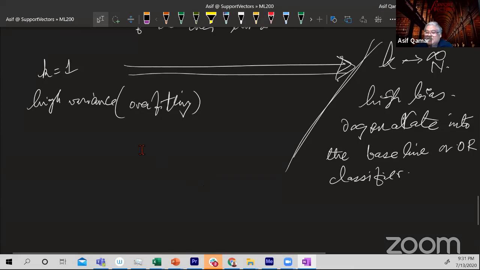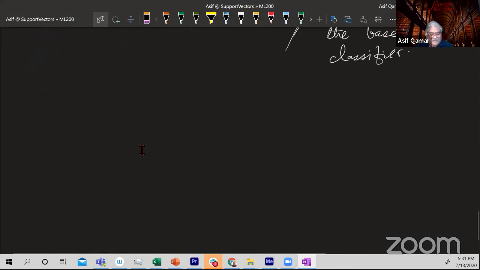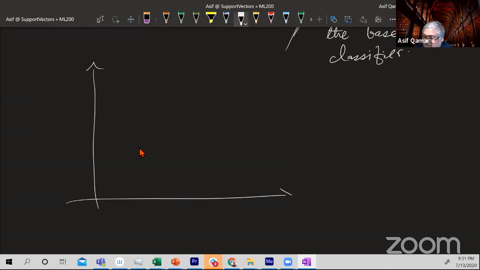So now, what is the journey from K equal to 1 to K equal to n? And how do we illustrate this? I'll illustrate this with an example, and in the notes I give more examples. But here, let me take a simple motivating example.